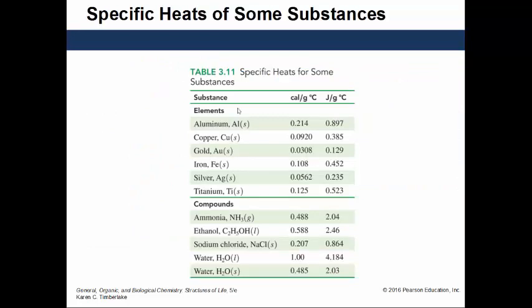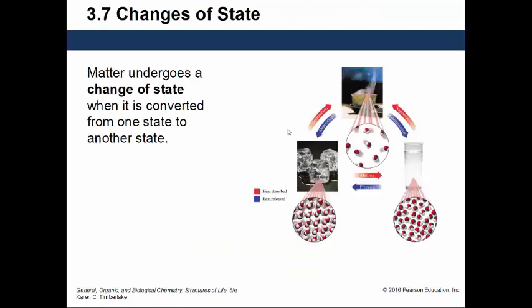Say aluminum, a solid piece of aluminum, 0.214 calories per gram, degrees Celsius. Copper, much lower, 0.0920. Gold, 0.0308, and so on. Of course, water's 1 when it's a liquid, and when it's a solid, like ice, it's going to be half that amount.